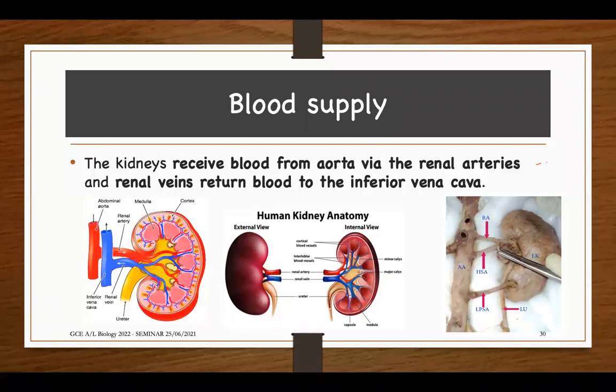So I hope it's clear. Initially, aorta will bring blood, and from aorta, renal arteries will take blood to the kidneys. And from the kidneys, renal veins will take the deoxygenated blood into the inferior vena cava.